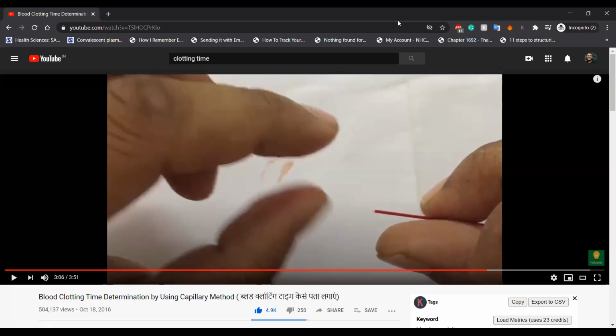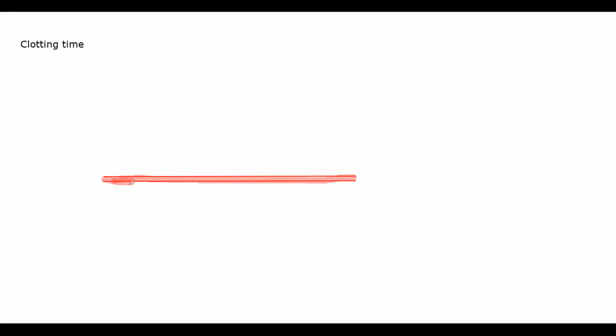Okay. I hope you understood the video. So I'll just briefly explain what he did. He took a capillary, he sterilized his finger initially, he pricked the finger, and he filled the capillary up with his blood. Once you fill the capillary, you break it at 30 seconds interval. ठीक है, छोटा छोटा portion आप break करते जाएंगे.